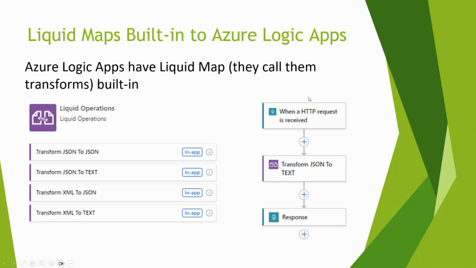And this is the workflow inside of our Logic App. Basically, when an HTTPS request is received, it transforms JSON to text using a map and then sends that back out. We'll see that in the demo, and I'll go through how that actually works.